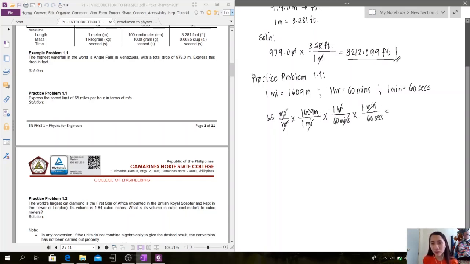So, again, whatever is on the numerator, you have to multiply that, and whatever is in the denominator, you have to divide that. So, we have 65 times 1,609 divided by 60, and again divided by 60. So, we have 29.0514. That is 29.0514 meters per second.